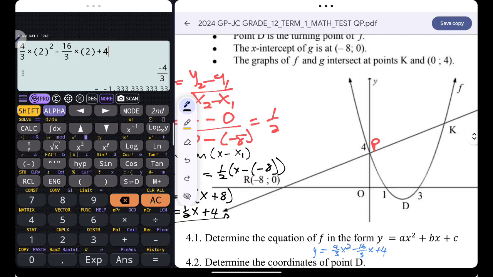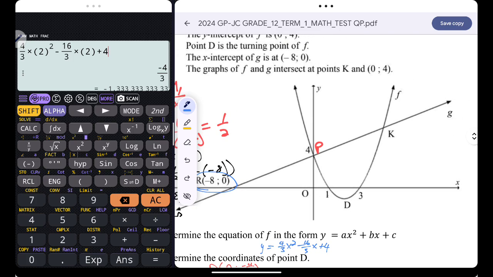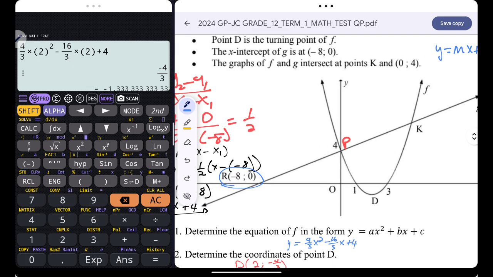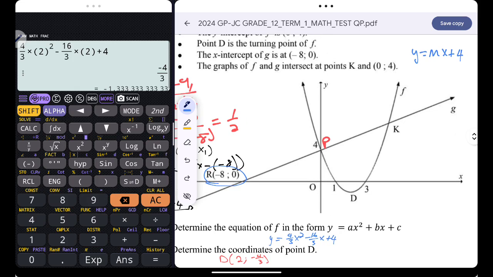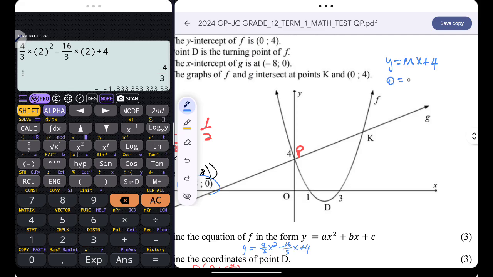Another way, guys, I could have done this the easier way, because I already know my y-intercept, right? Remember that the equation of a straight line has to always be in the form of mx plus c, where the value of c is the y-intercept. So instead of writing c, I could have just written 4 over there. And then for me to find the value of m, I can substitute any point on the line. I do have the coordinates of R. I know that y is 0 whenever x is negative 8. The only thing I need to do is to solve for m and then substitute it back here.